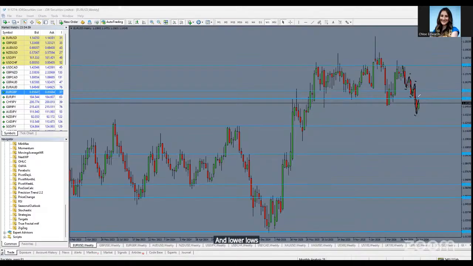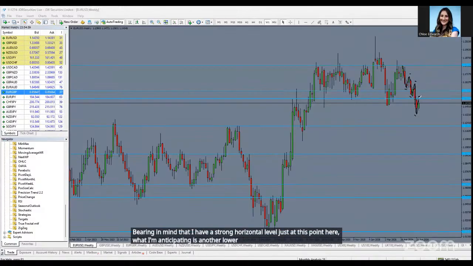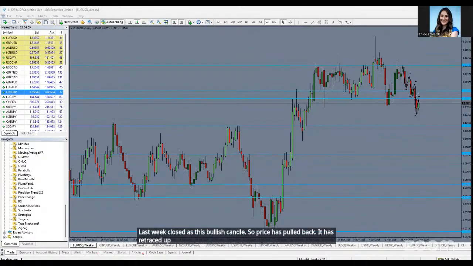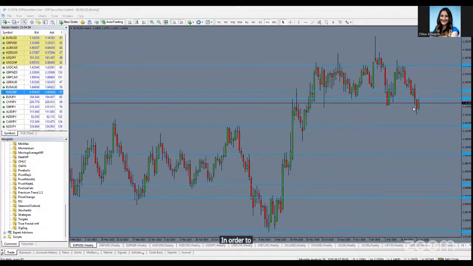Bearing in mind that I have a strong horizontal level just at this point here, what I'm anticipating is another lower high forming. Last week closed as this bullish candle. So price has pulled back, it has retraced up to this horizontal level. I'm anticipating potentially a lower high forming at that point in order to continue the downtrend.